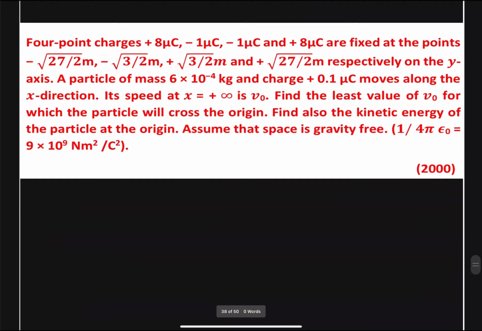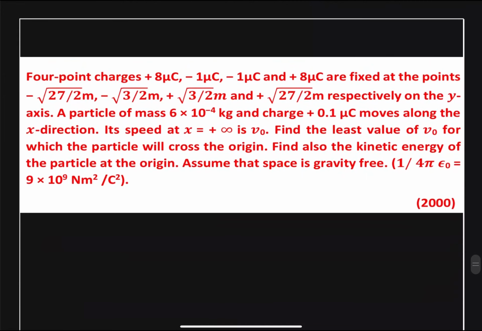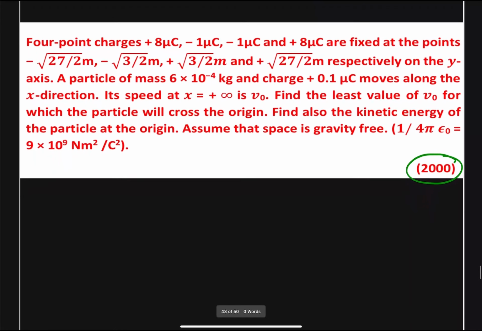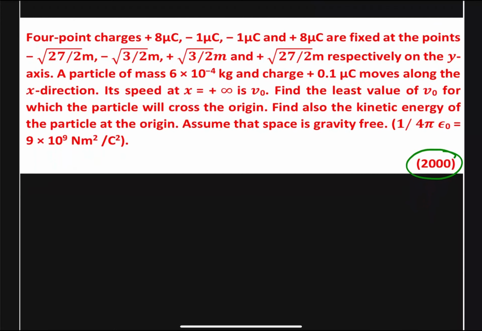Next question. It was asked in the year 2000 and it states that 4 point charges plus 8, minus 1, plus 8 are fixed at points minus, plus and minus symmetric respectively on the y-axis.